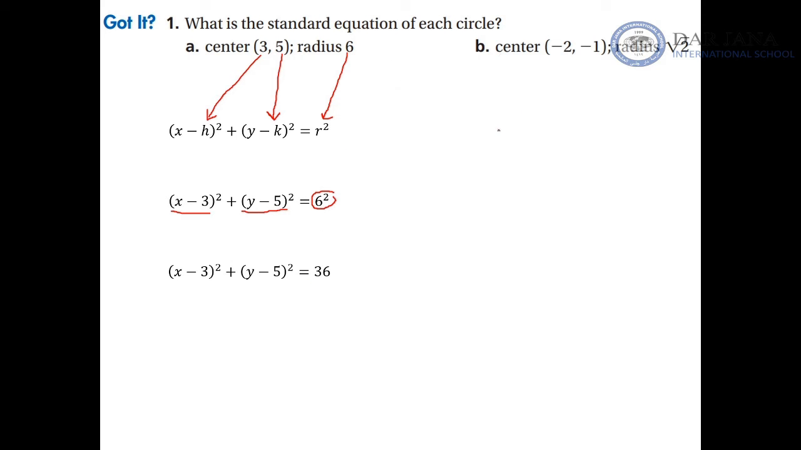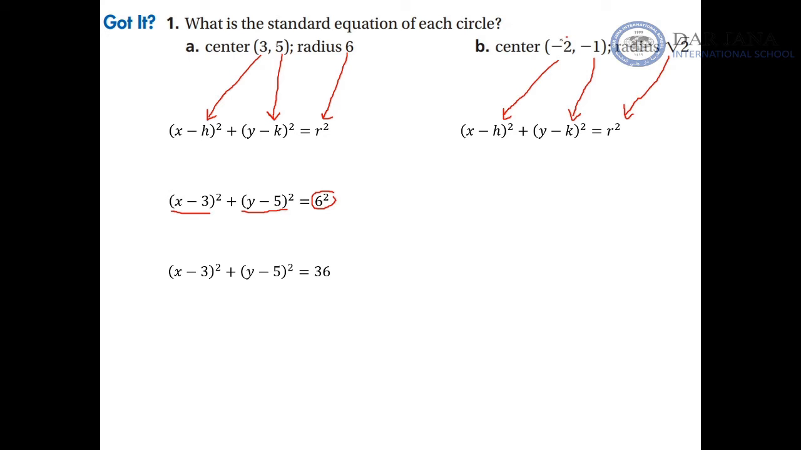In part B, I also start with the equation. Now h is equal to negative 2. I'm going to replace it. K is equal to negative 1. I'm going to replace it. And radical 2 is the radius, so I'm going to replace it instead of r.